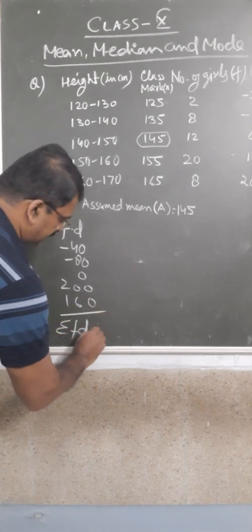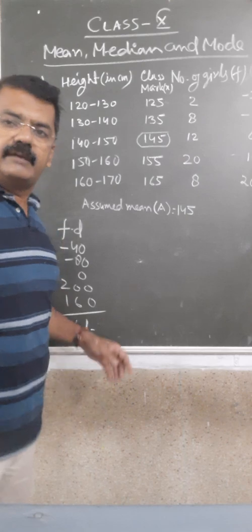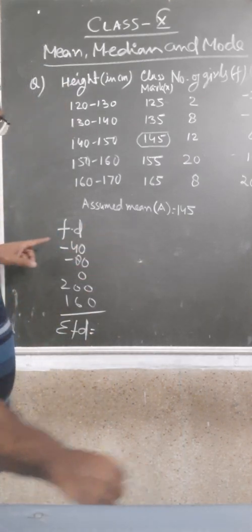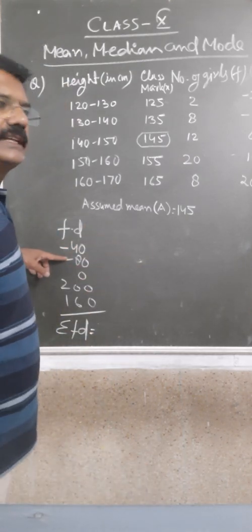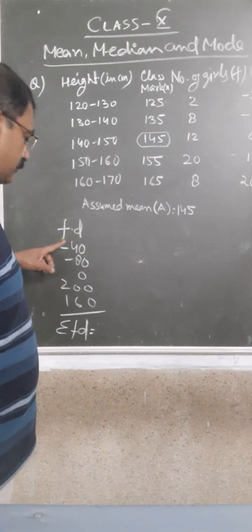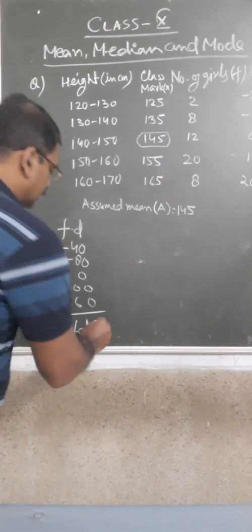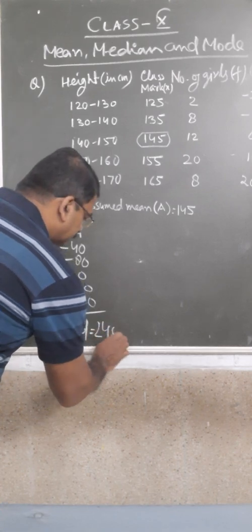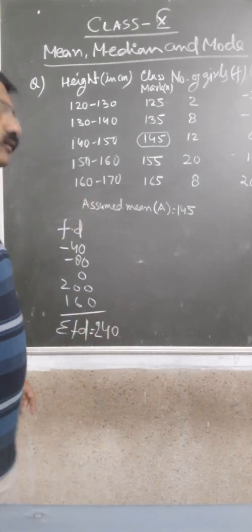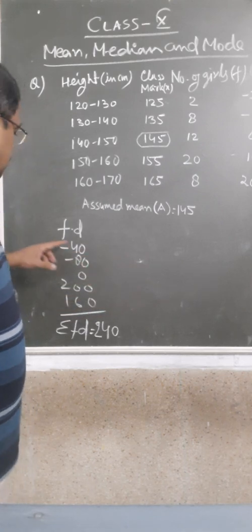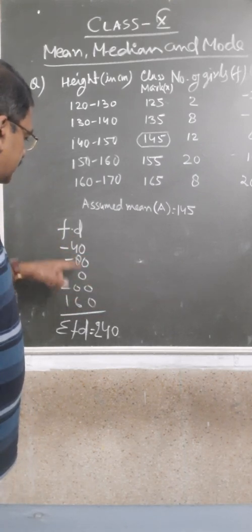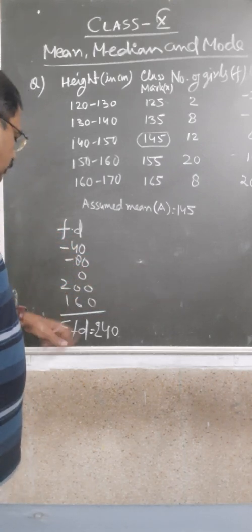Sigma FD means sum of all these. So minus 40 minus 80, that is minus 120, plus 200 is 80, plus 160 makes 240. Okay, the sum is 240. Clear?